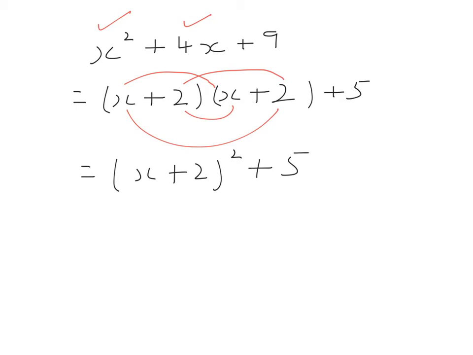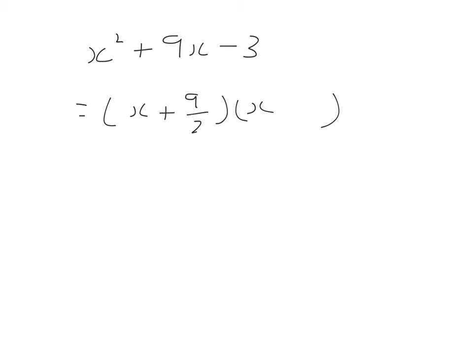Let's try another example. So this time let's do x squared plus 9x minus 3. So we need to write this as x and x because x times x is going to make x squared. Half of 9 is 4.5, so this has to be 4.5, 9 over 2. So there's a plus 1, there we go.